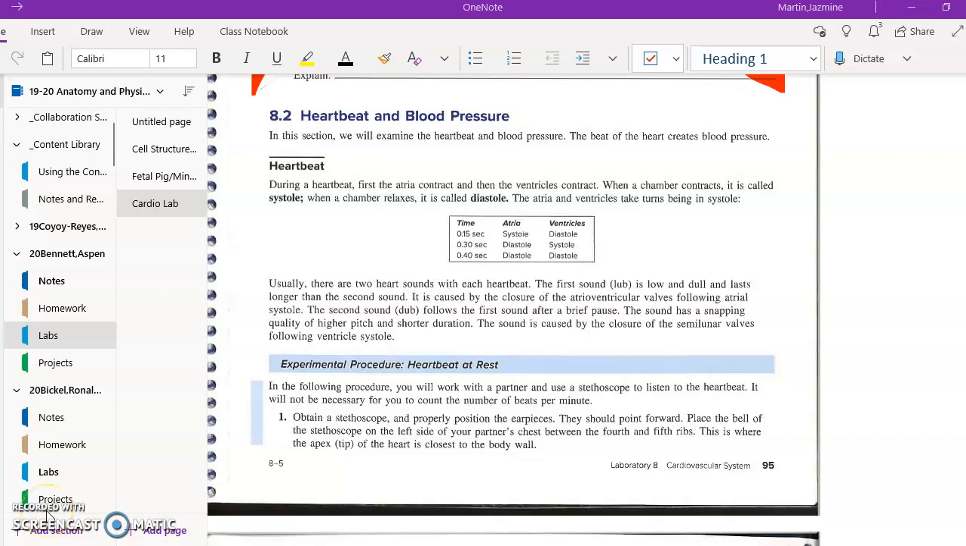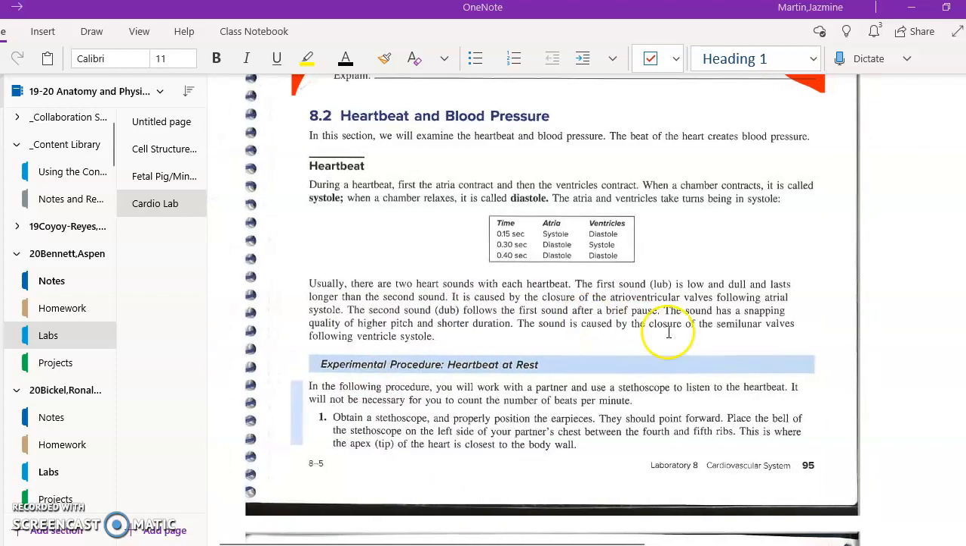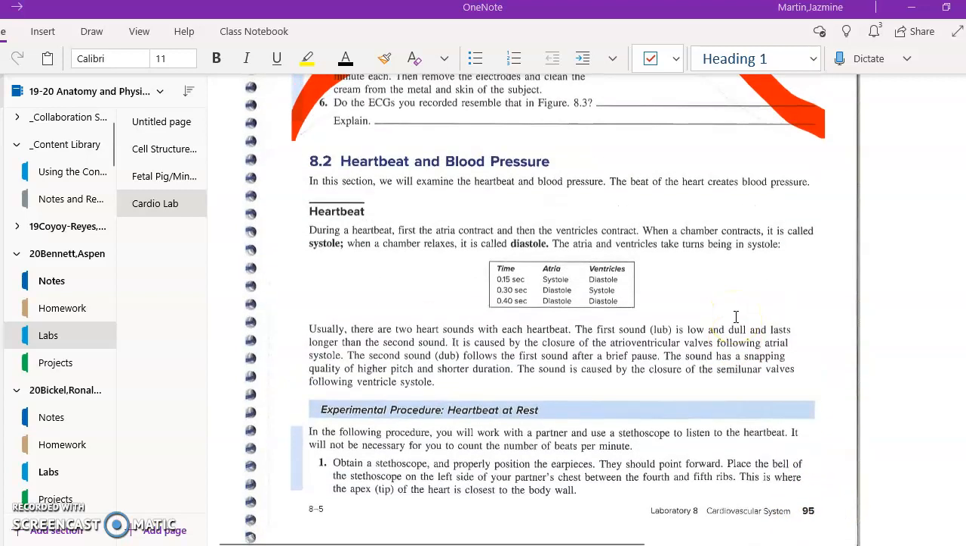Good morning, you guys. For this morning, I want you to go ahead and take some time to go through the heartbeat and blood pressure portion of the lab. That will be in our OneNote. And in your own personal notebook right here, you're going to go ahead and click on Labs and then have the Cardio Lab selected. With that, you want to go ahead and scroll all the way down to page 95 right here, where it shows heartbeat and blood pressure.